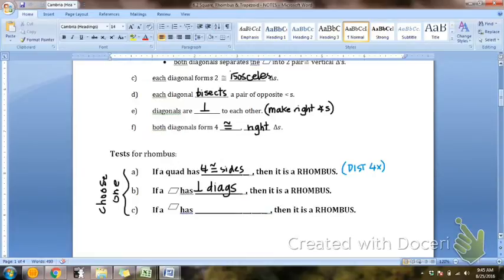Good, slope. So if we need to use the slope formula and we have 2 diagonals, what are we going to do? Good, the slope formula twice.